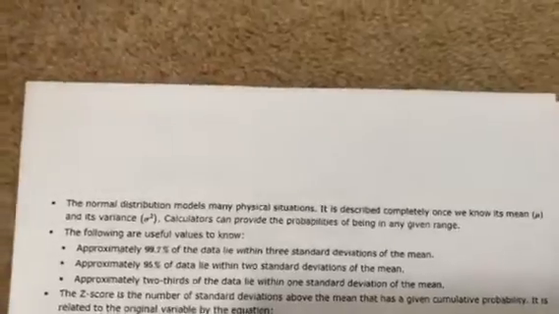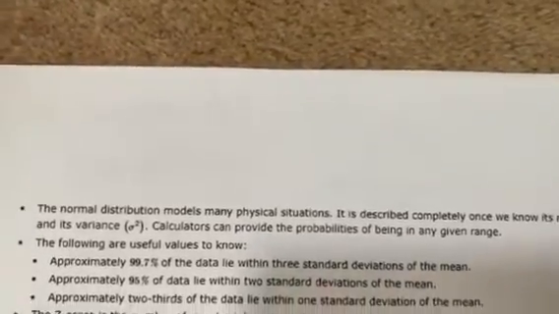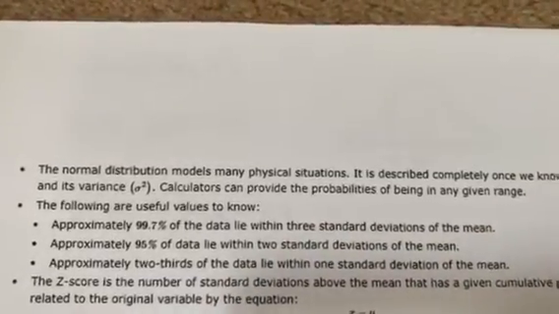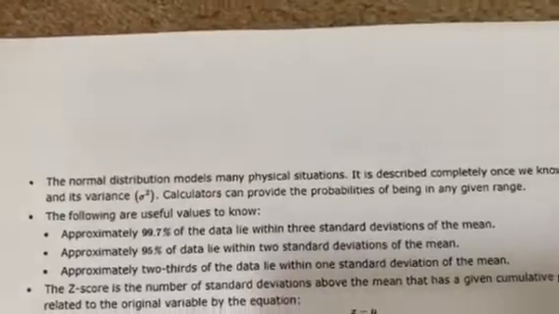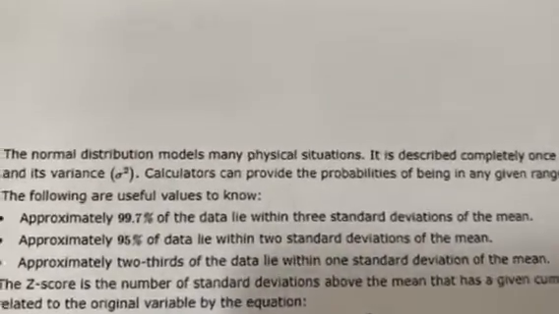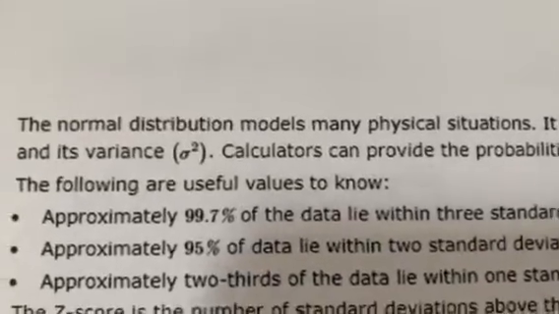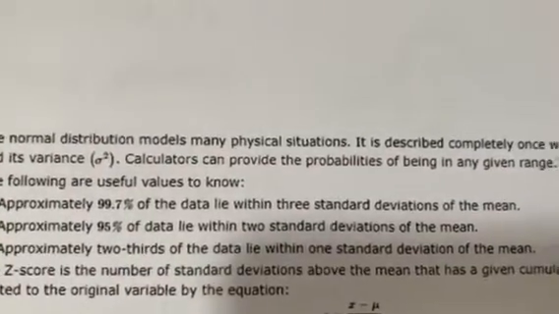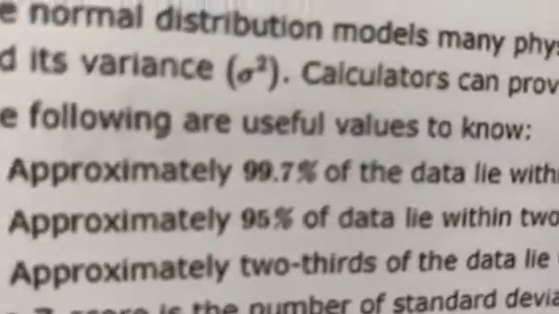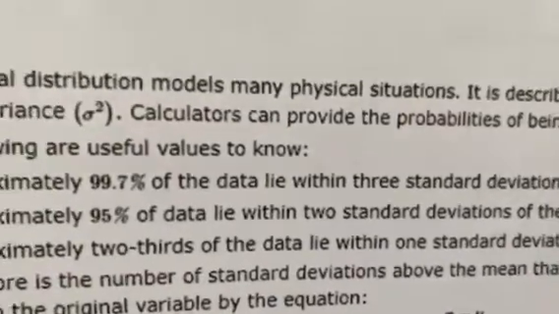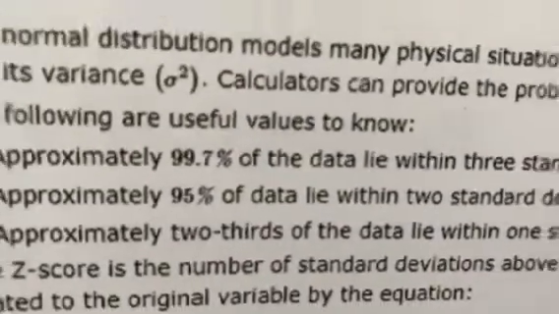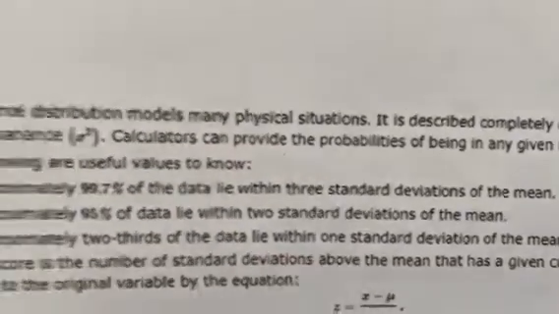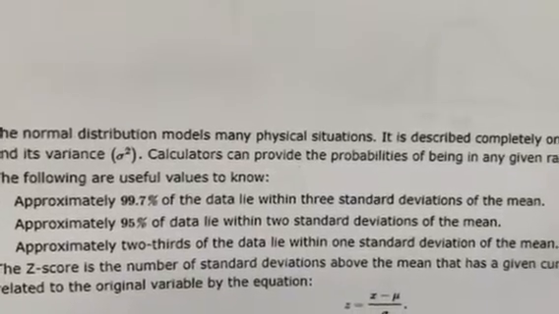It's described using its mean and its variance. And we tend to do everything on the calculator. You need to know these facts. Virtually all data lies 3 standard deviations either side of the mean, that's 99.7%. Approximately 95% of the data lies 2 standard deviations away from the mean, and approximately 2/3 of the data lies 1 standard deviation either side of the mean. So you need to know those 3 facts.